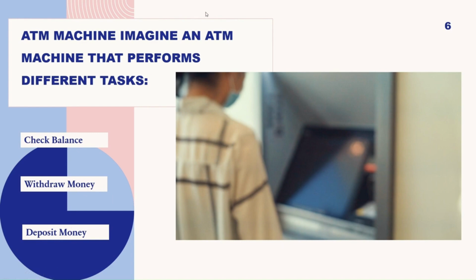So you have to withdraw money. First, you have to enter the password. After the password, you get the options: withdraw money, deposit money, or check balance. So you just click withdraw money, and then you have to enter how much money you want. You have to type it here.